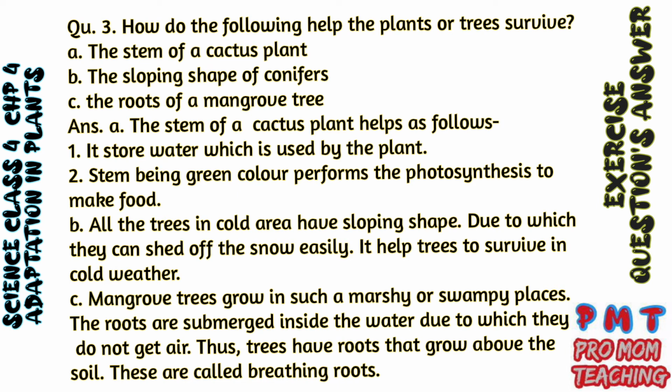Question number 3. How do the following help the plants or trees survive? A. The stem of a cactus plant. Answer. The stem of a cactus plant helps as follows. First, it stores water which is used by the plant. Second, the stem, being green in color, performs photosynthesis to make food. B. The sloping shape of conifers. Answer. All the trees in cold areas have a sloping shape, due to which they can shed snow easily. It helps trees to survive in cold weather.